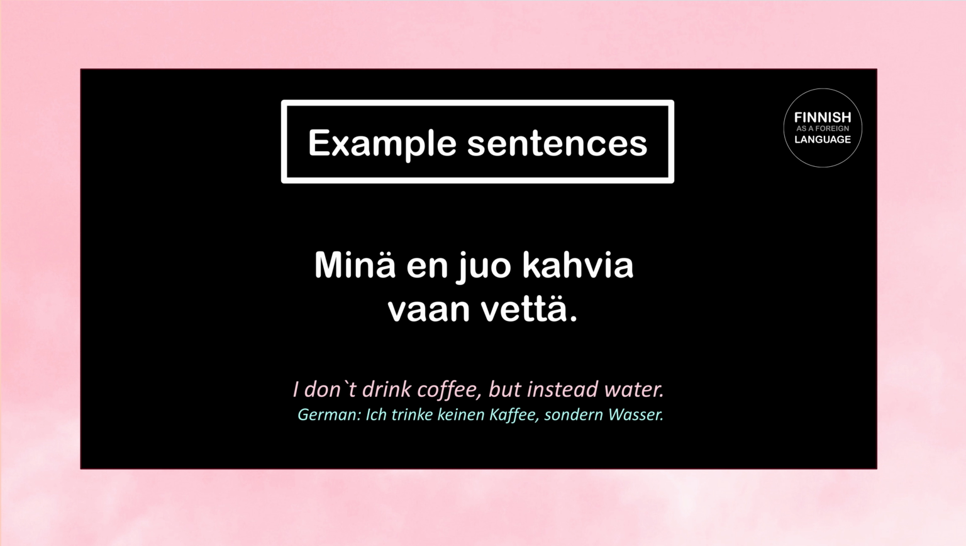So here in the sentence we use vaan in order to correct the first statement of the sentence by saying that I drink water instead of coffee. So let's repeat. Minä en juo kahvia, vaan vettä. I don't drink coffee, but instead water. Next one.